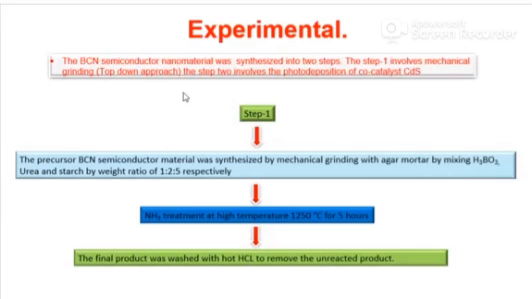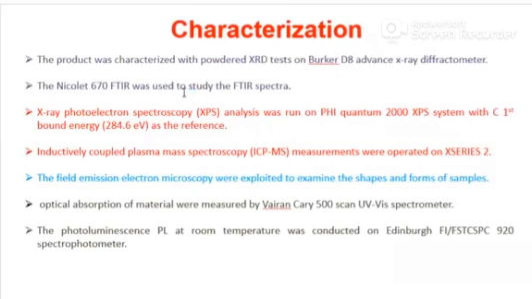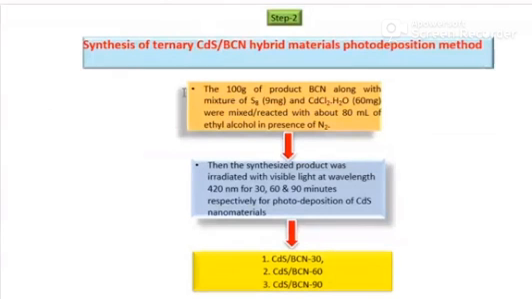Later on, it was treated with ammonia at high temperature, around 1250 degrees centigrade for 5 hours. The final product was washed with hot acetone to remove unreacted products and impurities. In step two, this synthesized material was deposited with cadmium sulfide by the photo-deposition method.